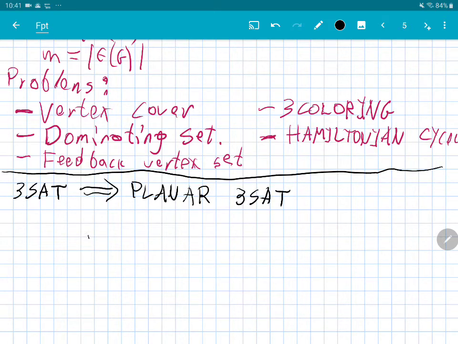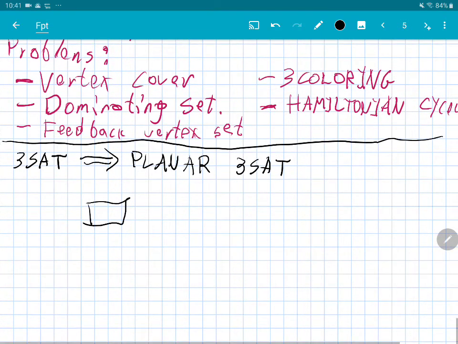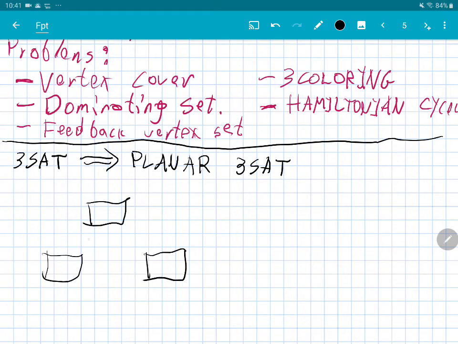So what is planar 3-SAT? A planar 3-SAT is: you have a formula, but every variable and every clause has a node, and you connect two of them by an edge if a variable appears in a clause, right? So you're going to get some graph that describes the formula. And the important thing about this graph is that it has to be planar, right?